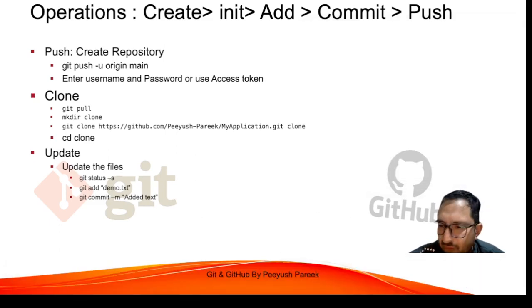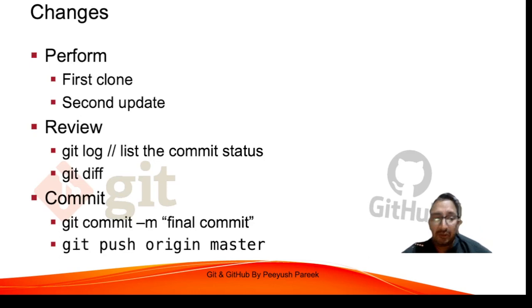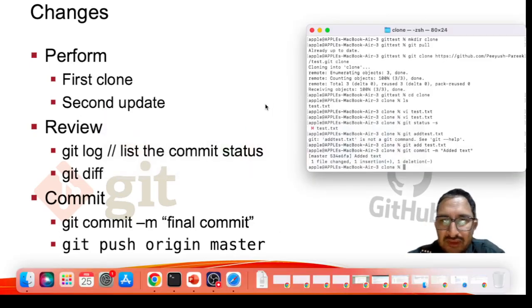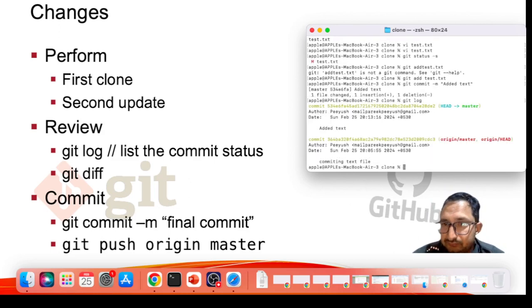So what we have to do is, we have done some changes. For these changes, we first had to clone, we have done that. Second we have updated, yes we have done. Now what do we have to do? We have to check the log we have done over here. Okay, so to check git log, it will show me what I have done. Two commits have been done.